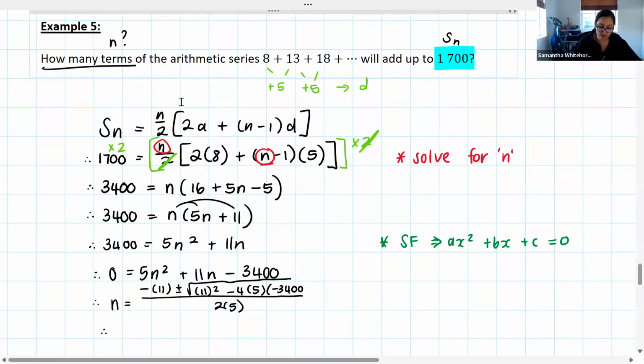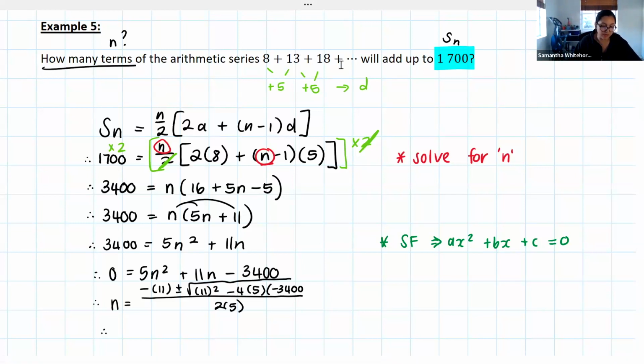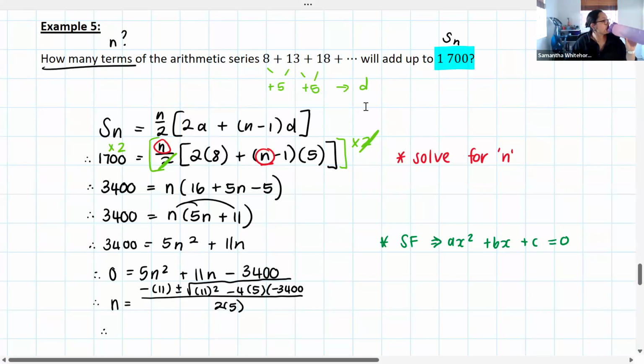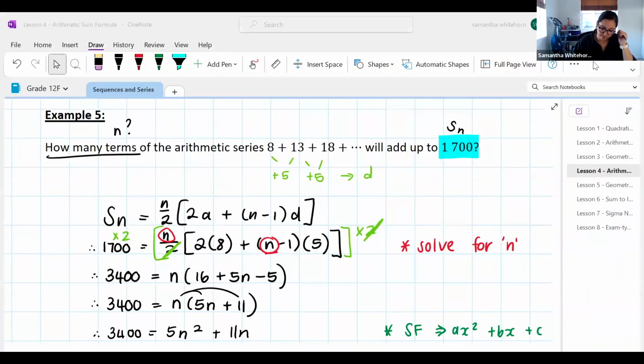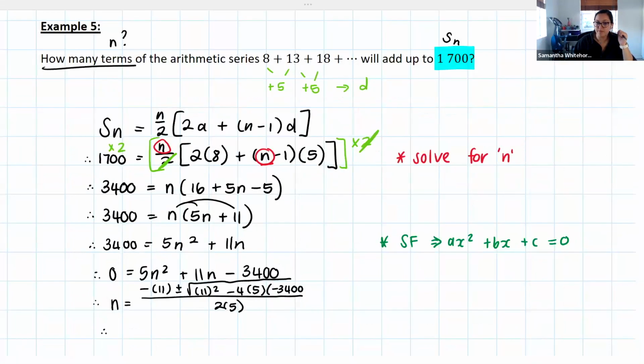Right, guys, I'm going to give you a minute. Quickly substitute that in and give me the values of n that you end up getting. Okay, so we're subbing into our quadratic formula, and I want you to tell me your values of n.